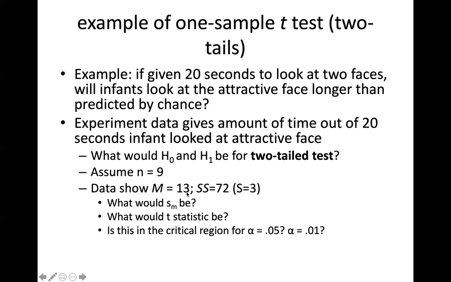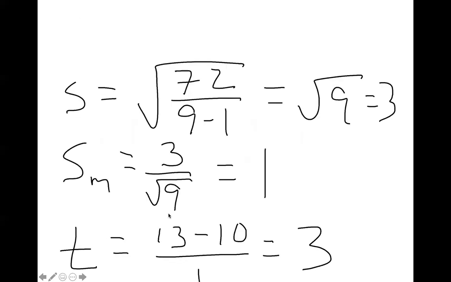We need to calculate the estimated standard error. I will show you that as well, and we need to calculate the t statistic. So let's go ahead and do all of those things right here. So here is our sample standard deviation. This 72 is the sum of squares. The denominator is n minus 1. Our sample size is 9, and so 9 minus 1 equals 8. 72 divided by 8 equals 9. And then the square root of 9 equals 3. So that's how we got the sample standard deviation.